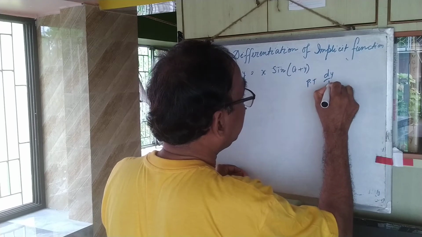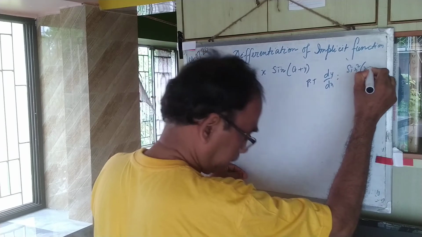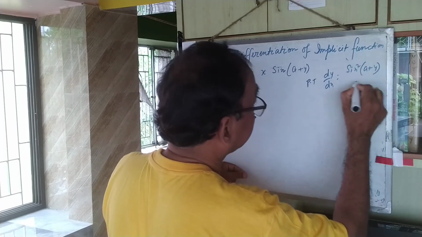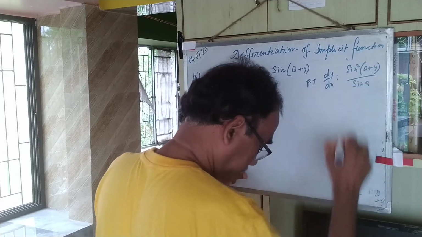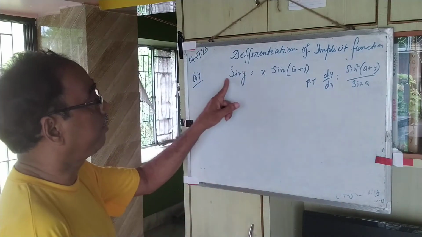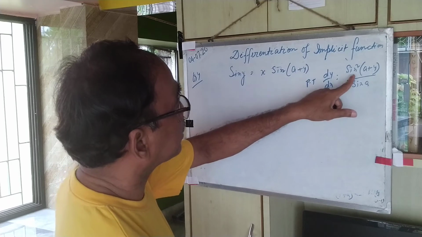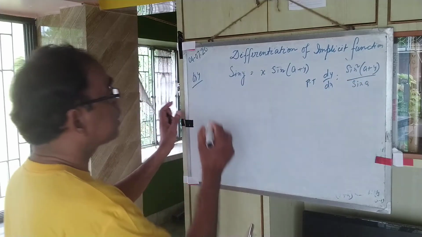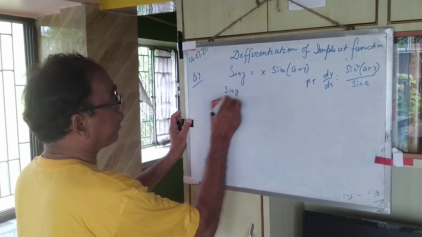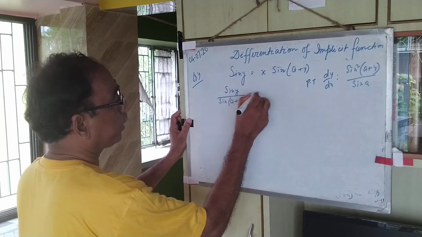dy by dx equals sin square a plus y by sin a. We have to prove sin square a plus y by sin a. This is given, sin y equals x sin a plus y. Look here, sin square a plus y. Then this time we have to take this as the denominator. That is sin y by sin a plus y equals x.